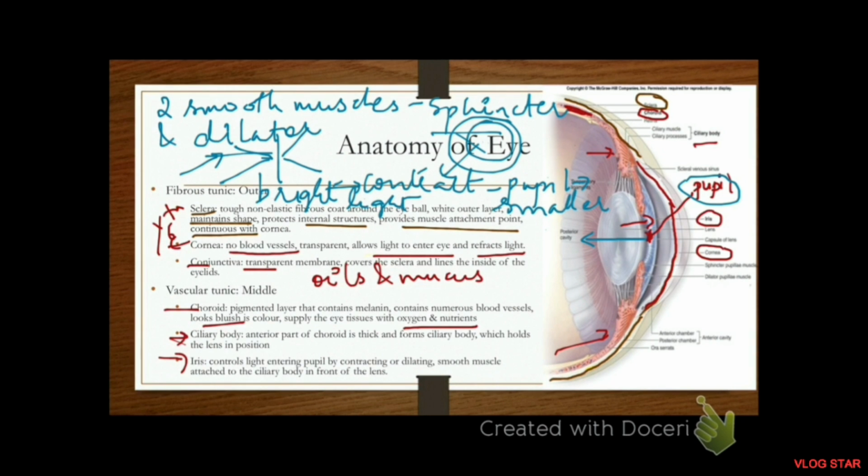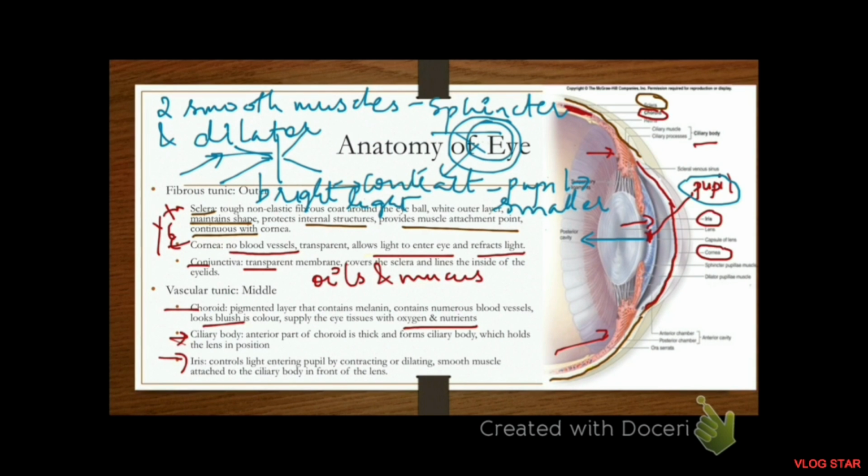Now this lens also does something. When you are looking at a nearby object, this lens will curve and thicken, and when you are looking at a far object, this lens flattens out. So this reflex causes the lens to change its shape, and this is nothing but accommodation. This is called the accommodation reflex.